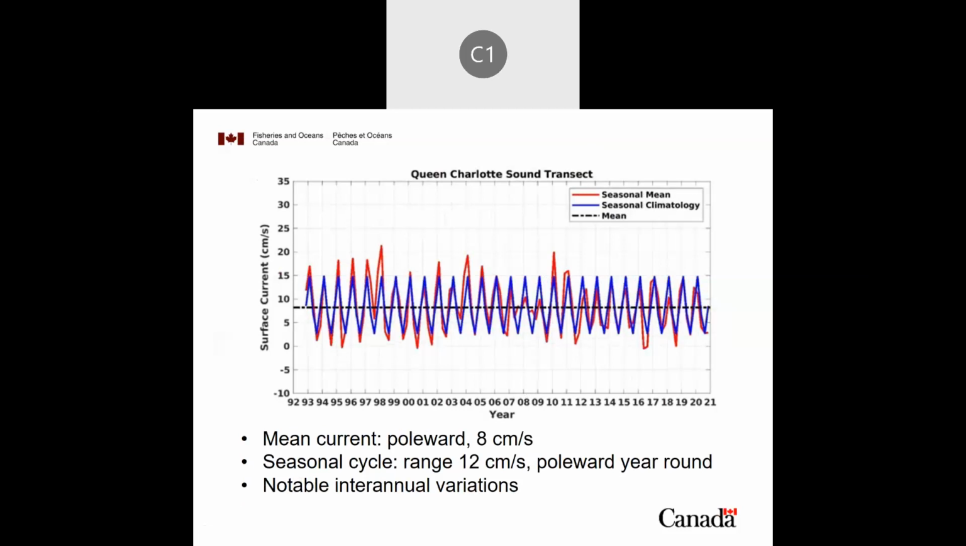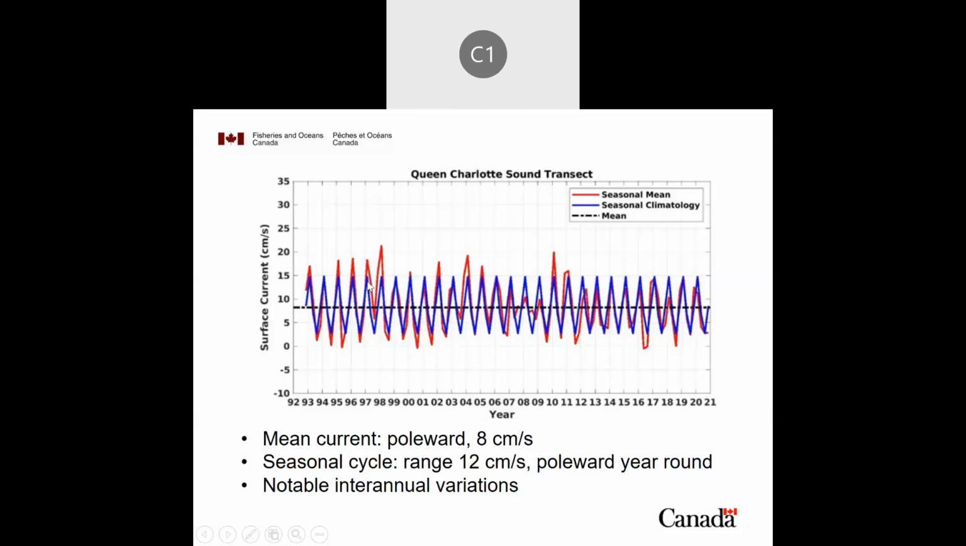And this slide shows the altimeter-derived currents at the middle of the study area. Now you can see the mean current is poleward, the dash-dotted line, and it's about 80 centimeters per second. The seasonal cycle range is about 12 centimeters per second, and wintertime is more poleward, and summertime is more equatorward.